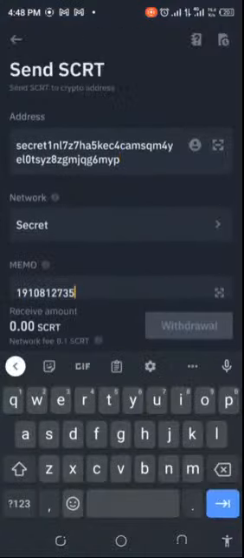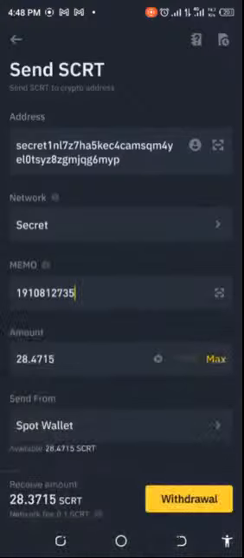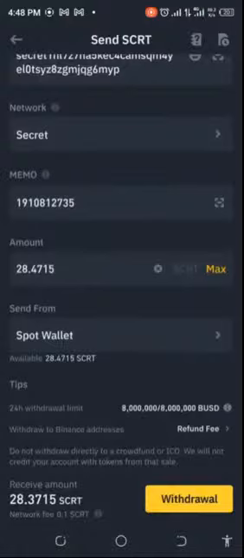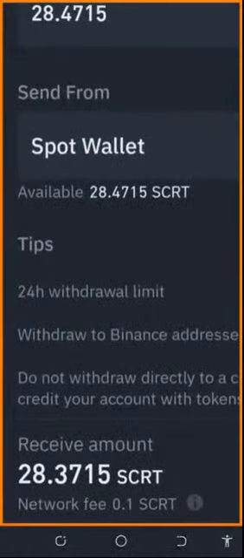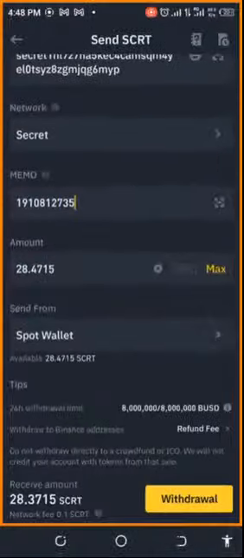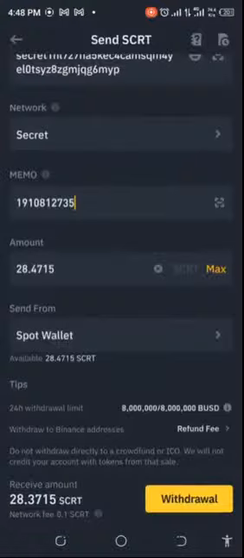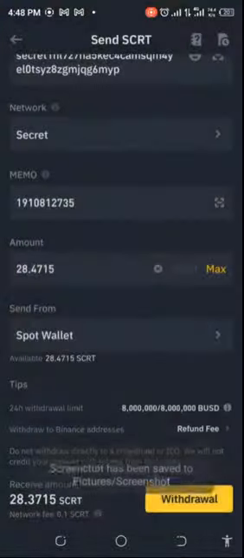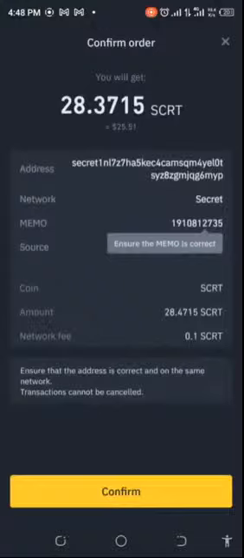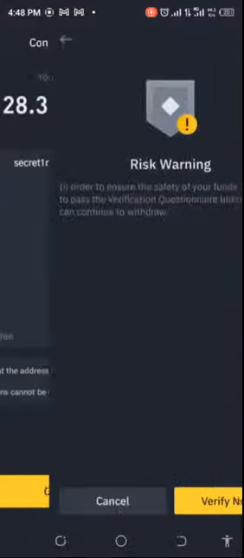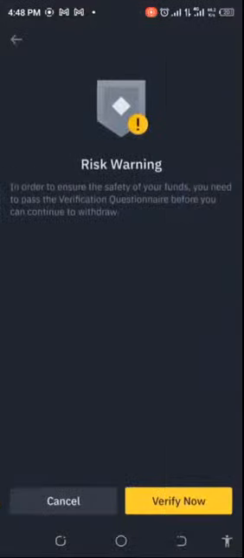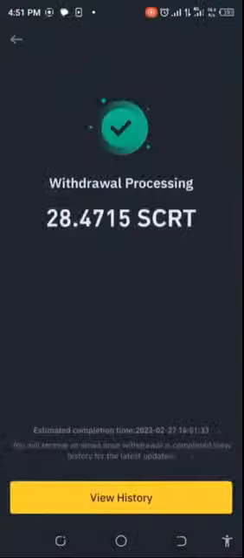Okay, so now we're going to take up everything that we have here. The transfer fee is 0.1 SCRT, which is like 8 cents, which is still on the safe side. It's okay. So we're just going to go ahead and withdraw. Okay, it's telling me to do my verifications and to confirm whether I want to withdraw this. Okay, I'll do that and then we'll be back. Okay, so 28.47 SCRT is on its way.